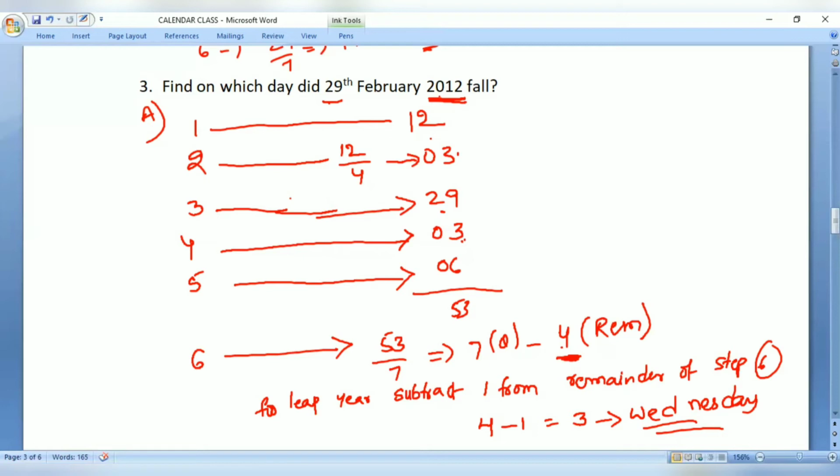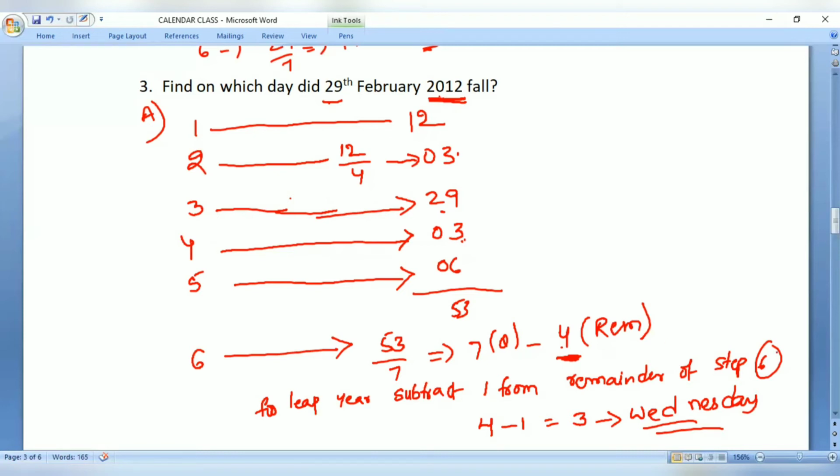So you need to take one more precaution with all these 6 steps, that is whether the year is a leap year or not. This is the only precaution we need to look at. If it is a leap year, subtract 1 from it. If it is a non-leap year, identify whatever is the remainder in step number 6, that is the day. Okay. If it is a leap year, subtract 1 from the value that you received in step number 6.